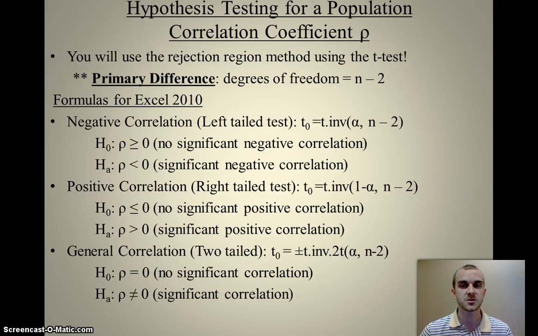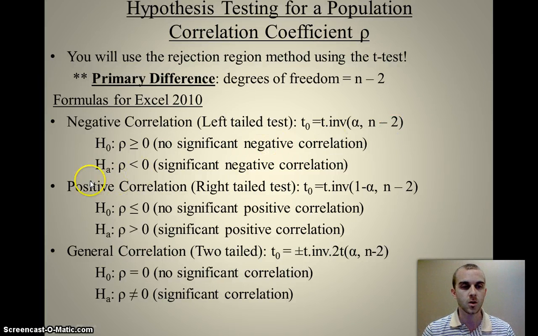Now you can also do hypothesis testing for population correlation coefficients. The biggest difference you have to pay attention to is that instead of the n-1 degrees of freedom we've used for other hypothesis tests, such as your standard deviation and for your t-test, in this case we actually use n-2 degrees of freedom. So make sure you pay attention to that. And when we do correlation coefficient testing, we are using a t-test. Just make sure your degrees of freedom are n-2.